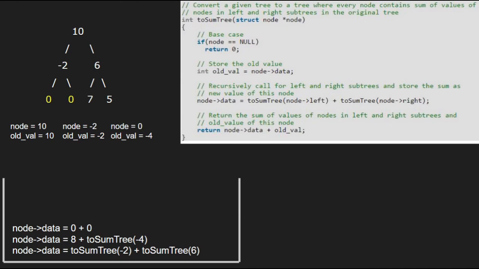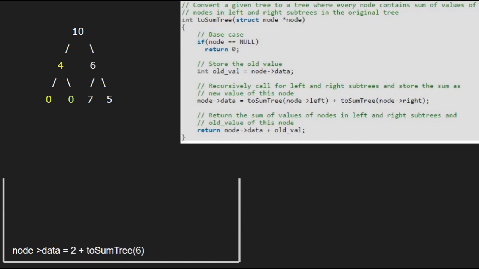We return node data plus old val. Hence we return 0 plus minus 4. Now we replace node data with 8 minus 4. Hence minus 2 will be replaced by 4. We return node data plus old val. Hence we return 4 minus 2. Now we call for the right subtree of 10. Hence node will now point to 6. Also old val will be equal to 6.